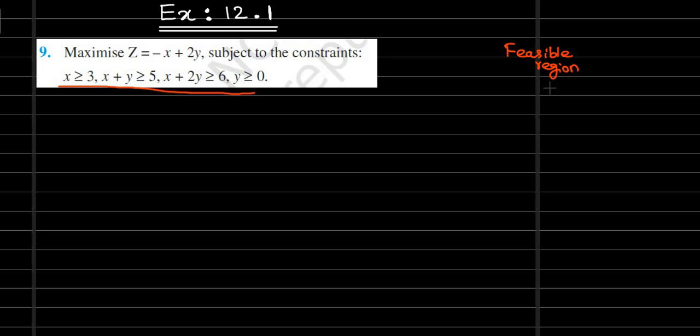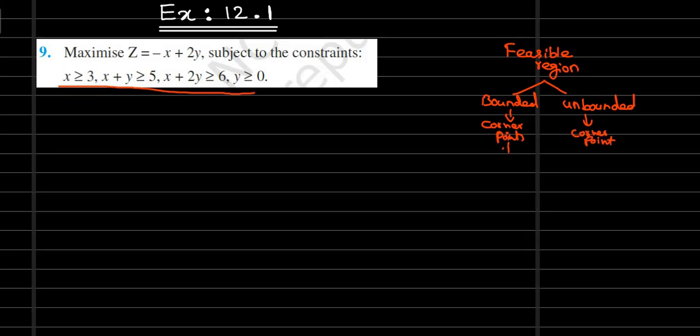So if the feasible region is there, then you need to check whether it is bounded or unbounded. Bounded means the feasible region is a closed figure, like some polygon. If it is an open figure, then it is unbounded. Whether it is bounded or unbounded, we need to check the corner points. Okay, we have to find the corner points of it.